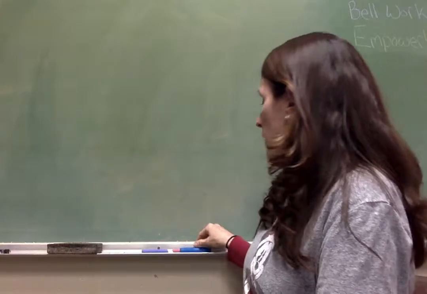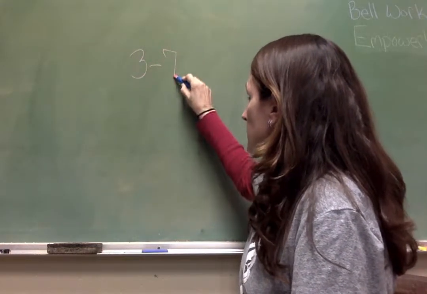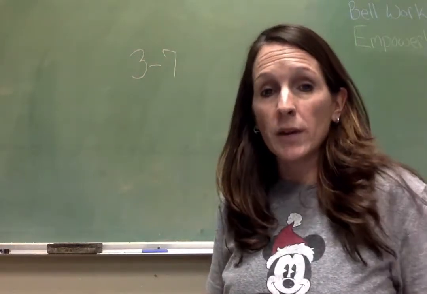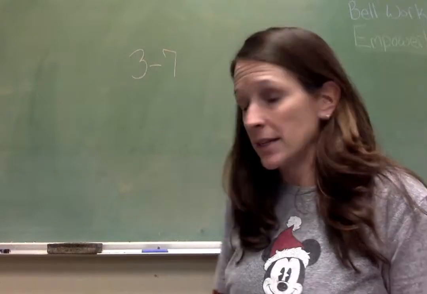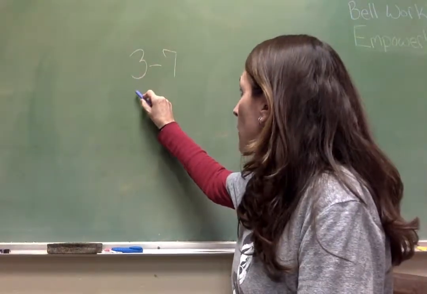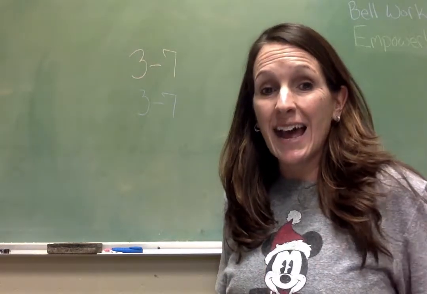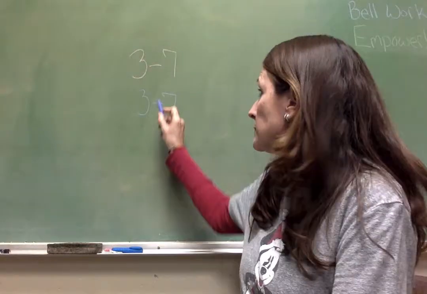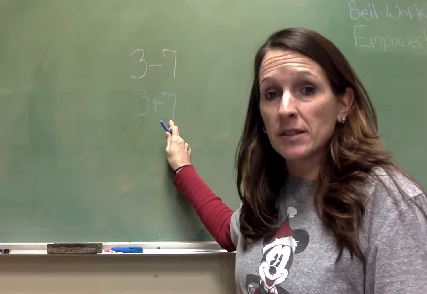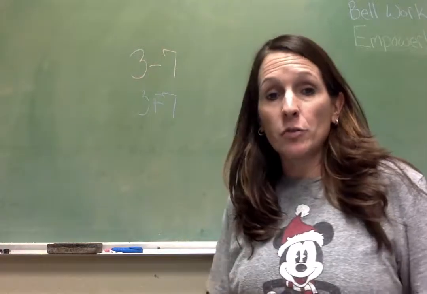All right, let's do something like 3 minus 7. So we're going to go back to the rule. The rule is add the opposite. So I'm going to rewrite the problem. And I'm going to show that it's adding. So I'm going to actually change it to adding. And I'm going to change the opposite to the opposite. What's the opposite of 7? Negative 7. So I have a 3 plus negative 7.